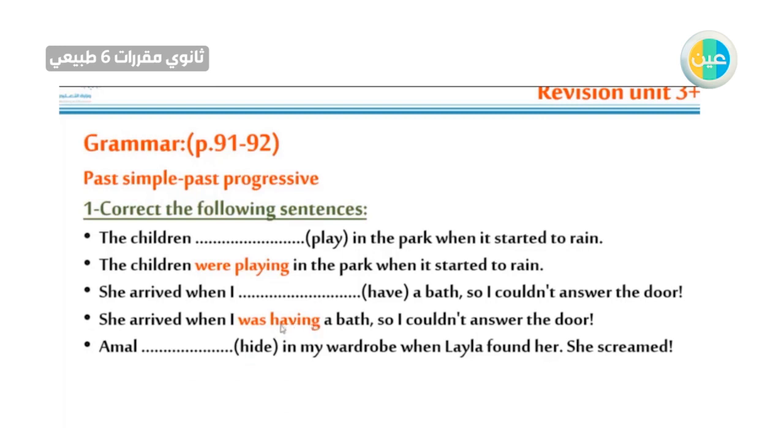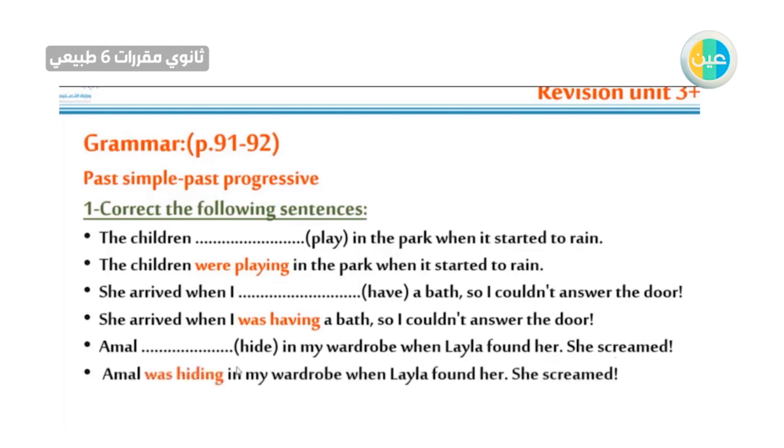And concentrate. Here, have, sometimes is a stative verb. Stative when it means what? When it means owning something, something belonged to me. Okay? Amal hid in my wardrobe when Layla found her. She screamed. So yes, here two actions, one of them interrupted by the other. So was hiding. We know the rule or the structure for the past progressive: subject, was or were, then the verb with ing.